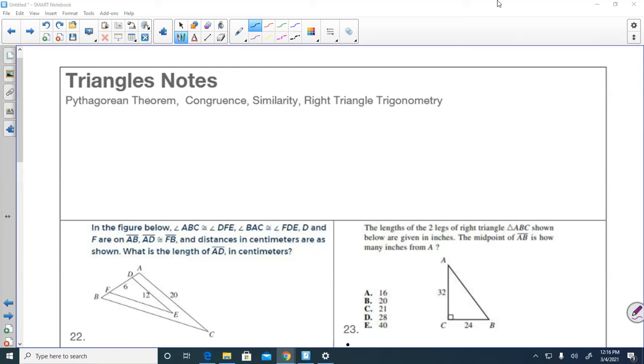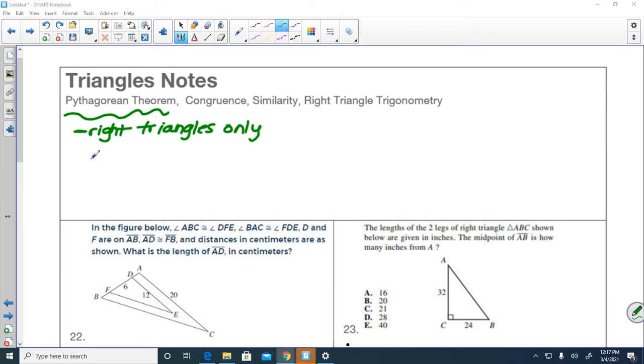Let's review some stuff that you learned in geometry about triangles. One of the biggest ideas that gets seen over and over and embedded into lots and lots of questions is the idea of the Pythagorean theorem. A couple of things you need to remember about the Pythagorean theorem: it is only for right triangles. That's a triangle that has a right angle in it. So it's only for right triangles.